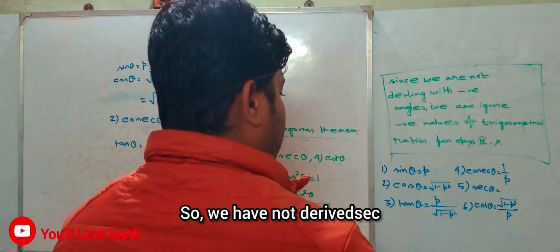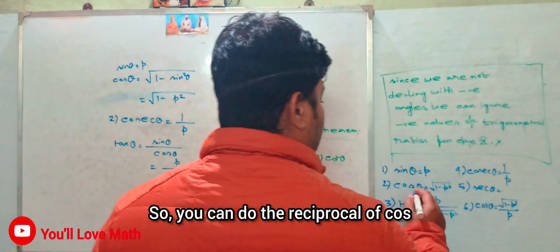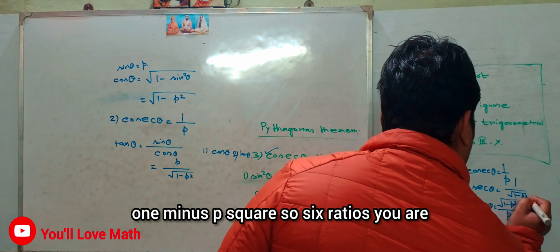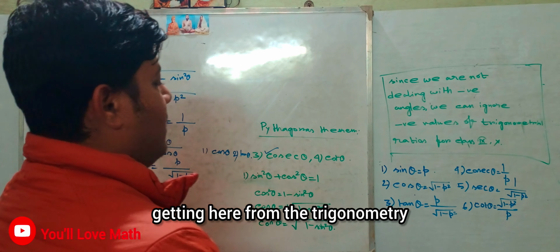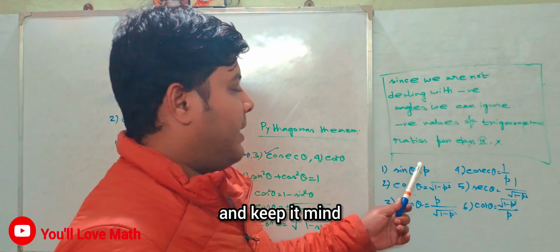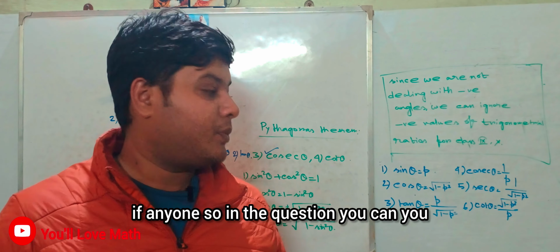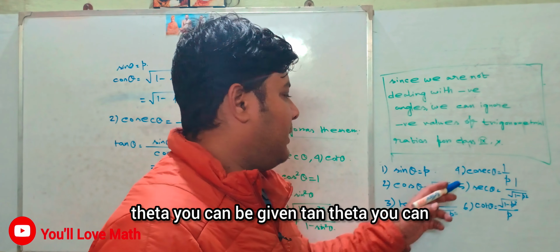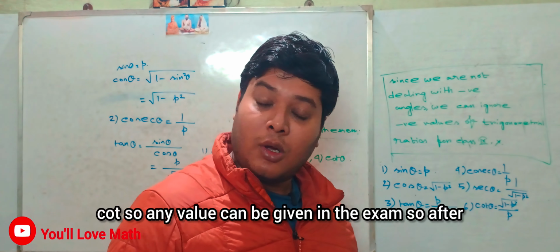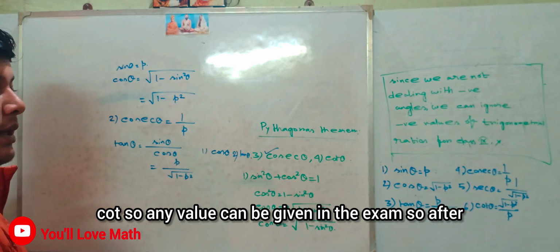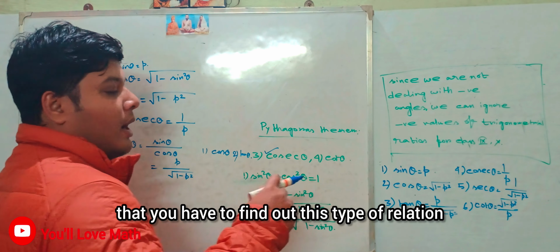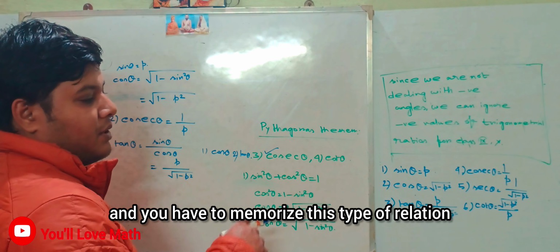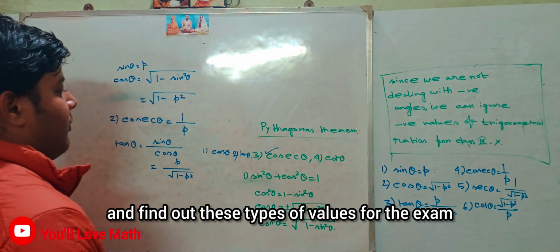We have not derived sec theta yet, so you can do the reciprocal of cos. So it will be 1 by square root of 1 minus p square. So 6 ratios you are getting here from trigonometry. And keep in mind, in the question you can be given sine theta, cos theta, tan theta, cosec, sec, or cot. So any value can be given in the exam. After that you have to find out this type of relation, memorize it, and find out these types of values for the exam.